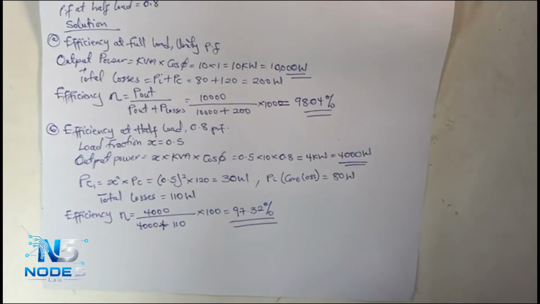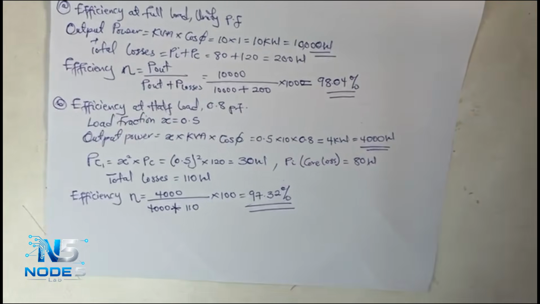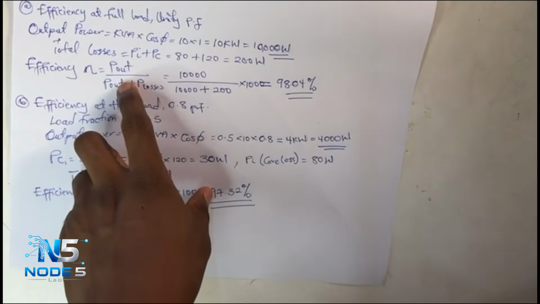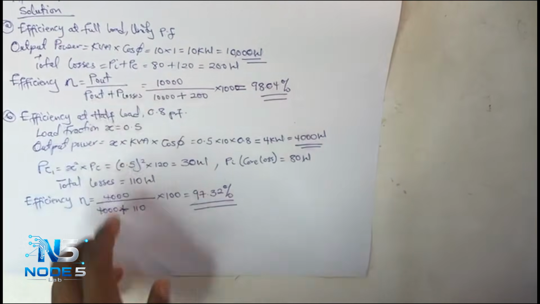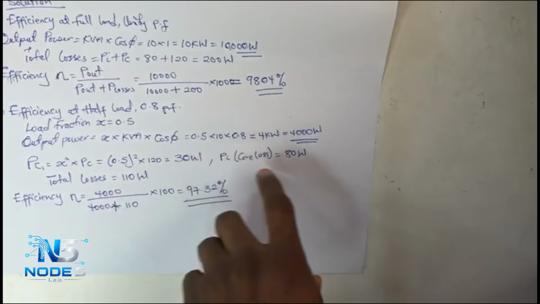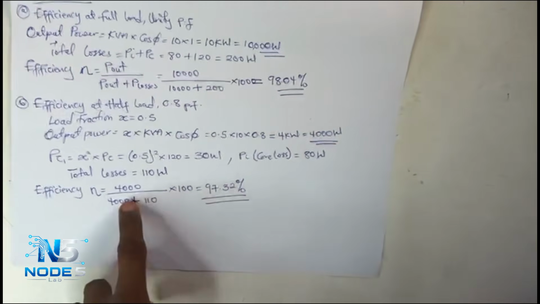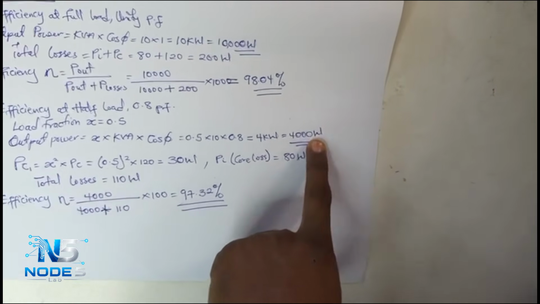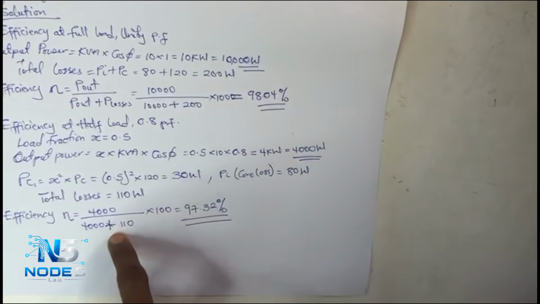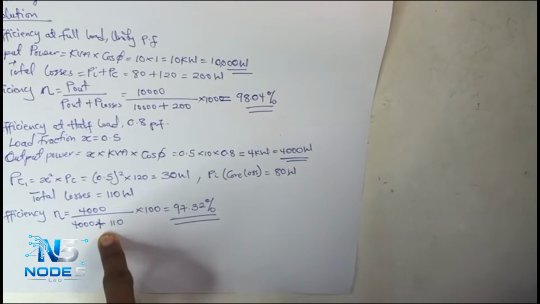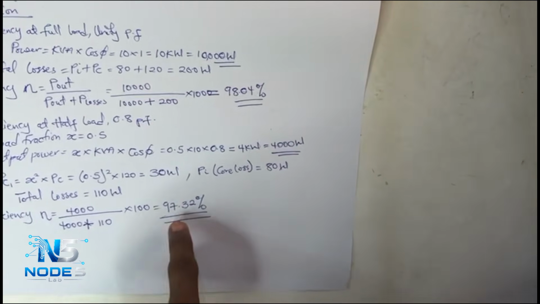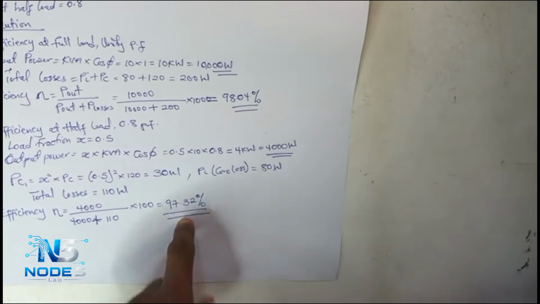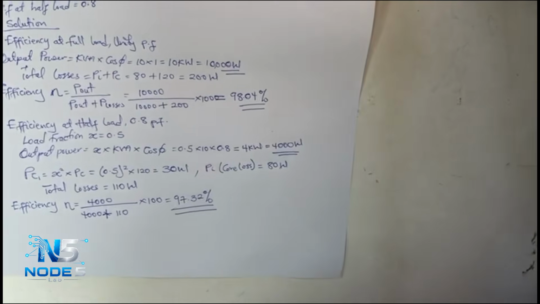The efficiency, you already know the formula. So you know that it is the output power divided by the output power plus the losses. Now the output power for the half load was 4,000. Okay, and then divided by the output power again, so 4,000 plus the losses, and the total losses is 110, times 100%. That's what we had for the half load efficiency. So the half load efficiency is 97.32%.